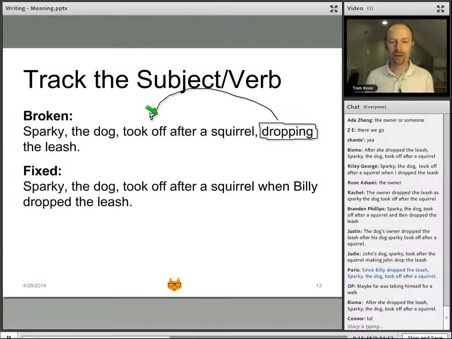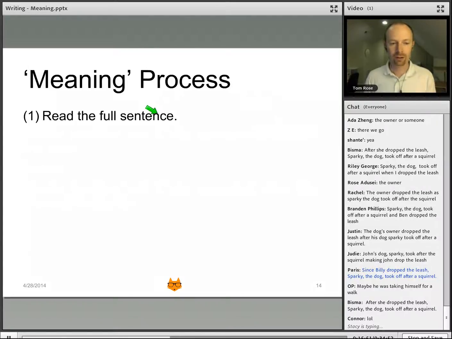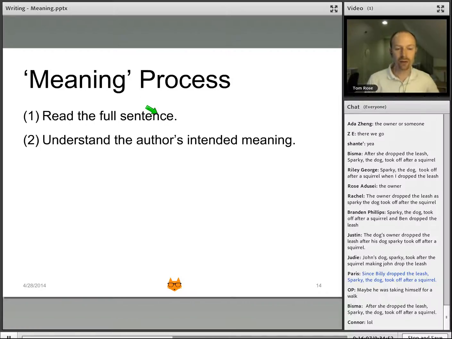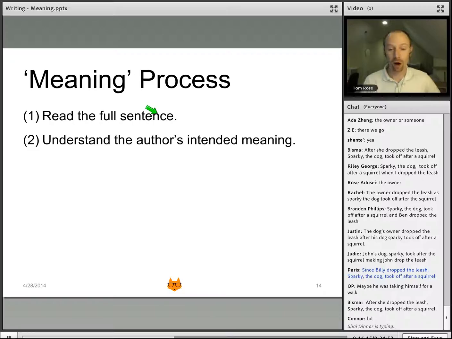Okay, so make sure that you track the correct subject-verb relationship. All right, so before we do some practice questions, here are some process notes for you. How to go through these. One, read the full sentence and make sure, step two, you understand the author's intended meaning. So you really need to get a holistic understanding of the sentence. This is a very important note. It's something that is often skipped, especially by novice test takers who are struggling. Sometimes they just hunt for error types, and they forget that they actually need to read and understand completely what's going on. So make sure that you do that.